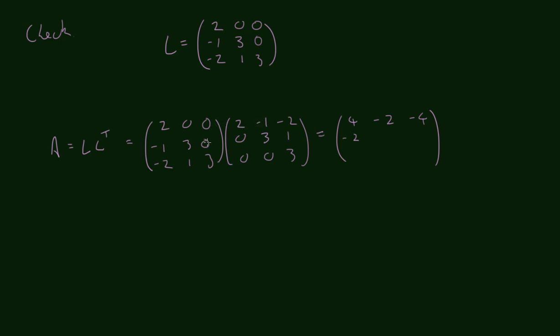Minus 1 times minus 1 is 1. Plus 3 times 3 is 10, so 1 plus 9 is 10, obviously. We have 2, so we'll have 2 plus 3 is 5. And we'll have minus 2 times 2 is minus 4. 2 plus 3 is 5. And finally we got 4 plus 1 plus 6, which is 14. If you compare that to our original matrix A, you can see that it checks out.